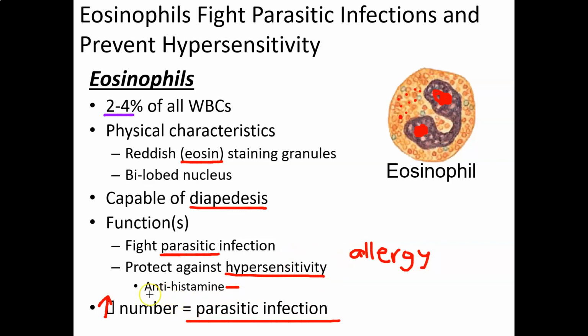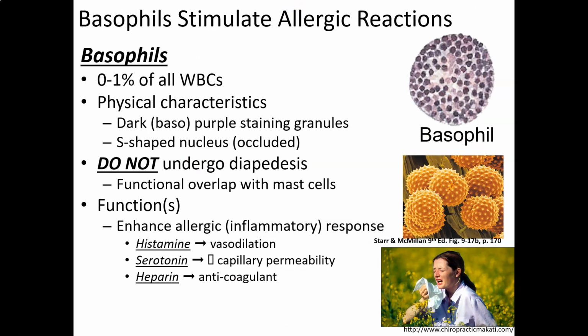Okay, so it blocks the effect of histamine, which we see rise with allergic reactions. As a matter of fact, in severe cases, you can have so much histamine released that you can go into anaphylactic shock. So it's going to get confusing in a minute, make sure to remember that the eosinophils release antihistamine. Okay, and so that's going to help fight allergic responses. So that's the eosinophils.